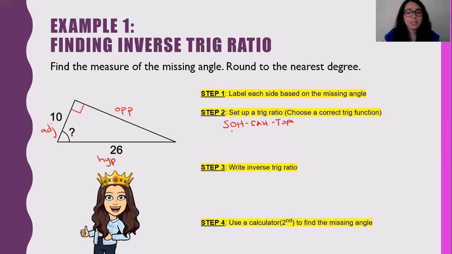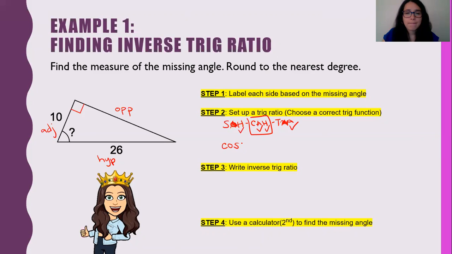Do they give me opposite? No, because you notice it's empty. They don't give me opposite. Right away, I can already tell what I'm going to use, right? They give me hypotenuse. They give me adjacent. Which one has both? Good. So, cosine of what? What am I going to put here?